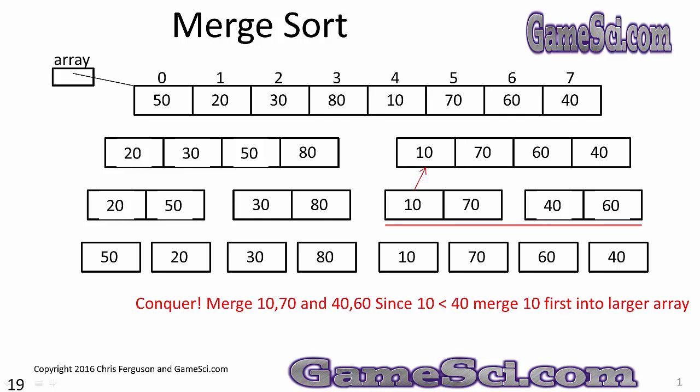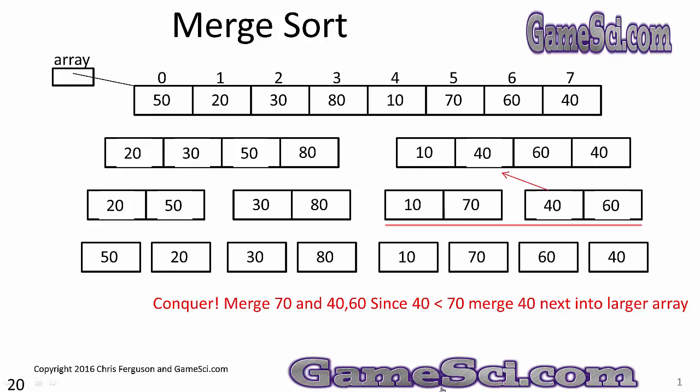We're going to merge 10 and 70 with 40 and 60, and since 10 is less than 40, we'll merge the 10 first into the larger array, and there's the 10 merging into its proper position on the right side. What do we have left? We have 70 and 40 and 60.